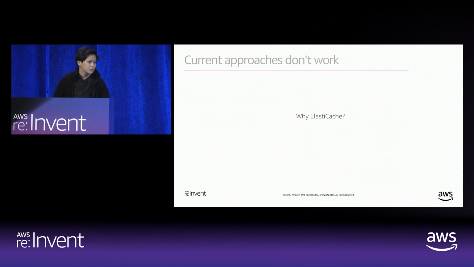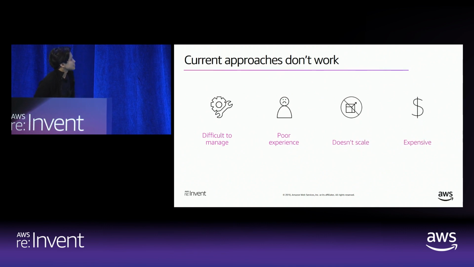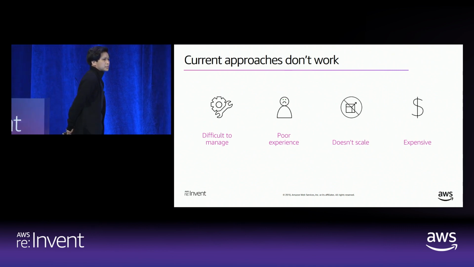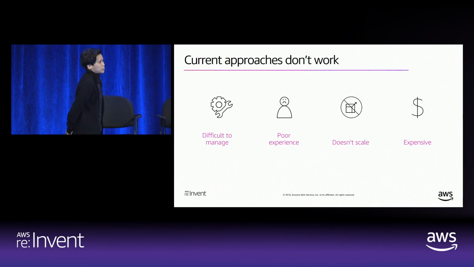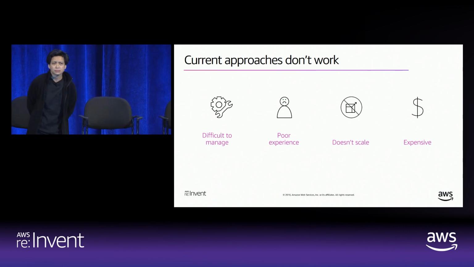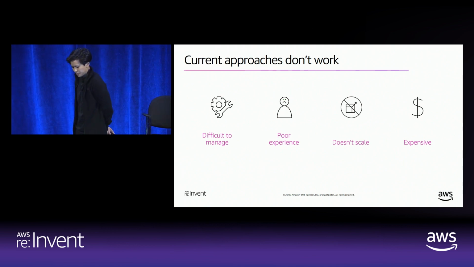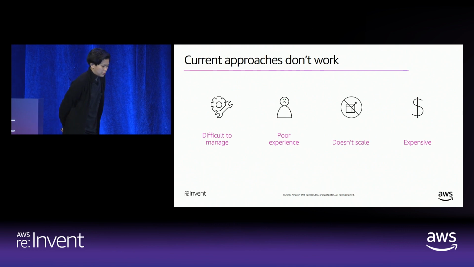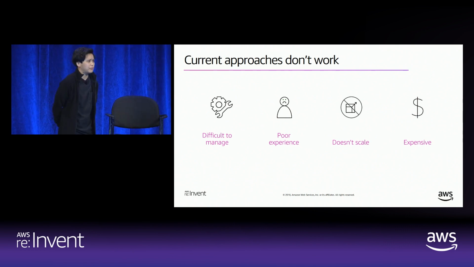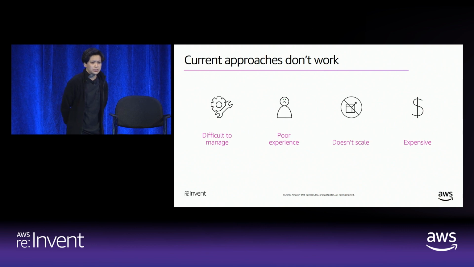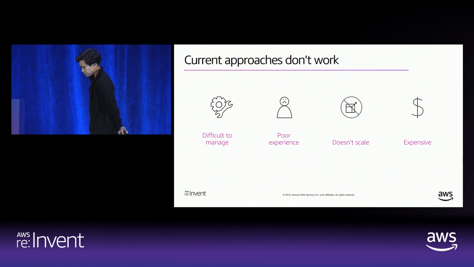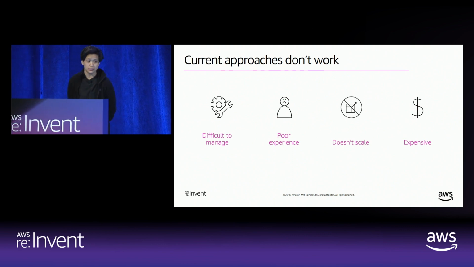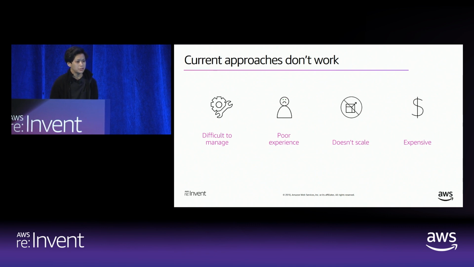So why did we choose to use ElastiCache? Because the current approach doesn't work, right? It's difficult to manage. There's poor user experience. For example, the manual failover, whoever's on call had to respond to that. And that also made it very difficult for us to scale, especially when we needed sharding. Not just Smart Stack Redis, but also HA Redis. And it was also very expensive. The EC2 instances or instance types that we had to use in a lot of the clusters were expensive instance types, very memory intensive instance types.